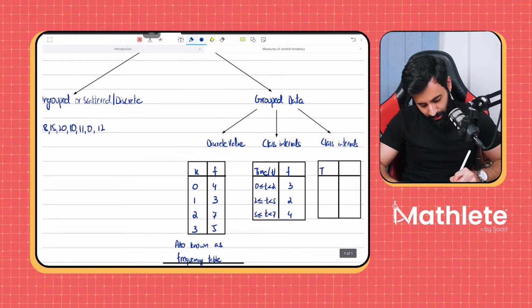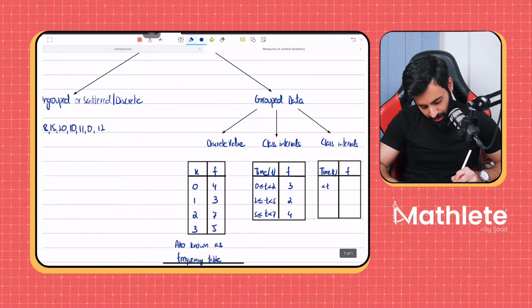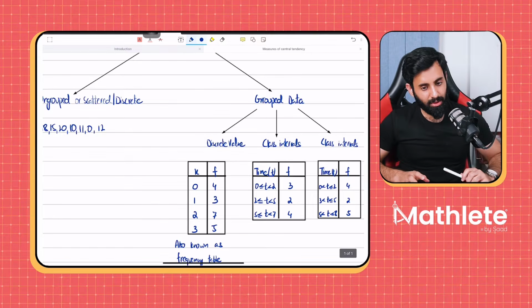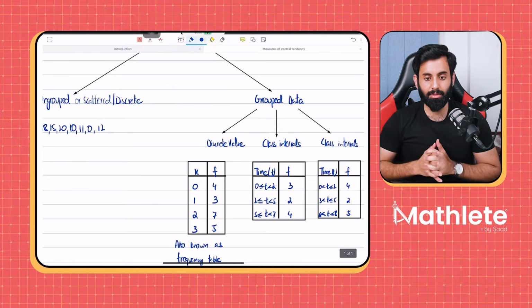Let's say here also we are measuring time, and here's the frequency. And let's say here the time is starting from 0, lesser than or equal to 2, the frequency is 4, and let's say greater than 3, lesser than or equal to 5, the frequency is 2, greater than 5, lesser than or equal to 6, the frequency is 5. Wait a minute, let me change this to 6. Tell me what the difference is.